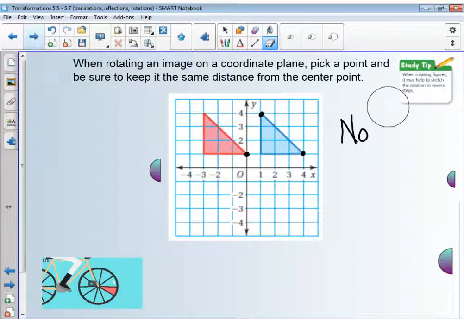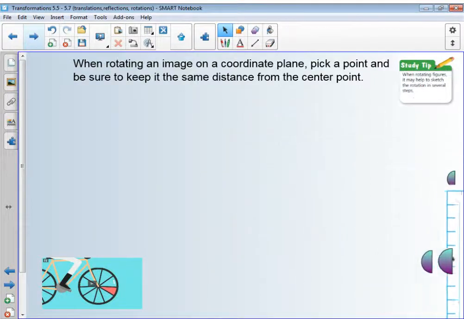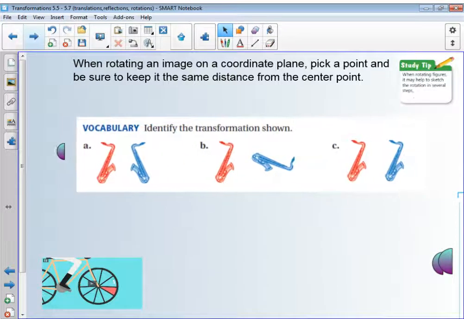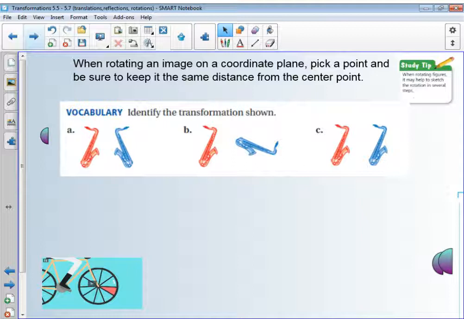Okay, so now I'm going to go ahead and bring out 3 sets of figures, and we're going to identify those figures as either rotations, translations, which is a slide, or a reflection, which is a flip. So what I want you to do is go through, pause your video, and see if you can identify of these 3, which one's a translation, which one's a rotation, and which one is a reflection.